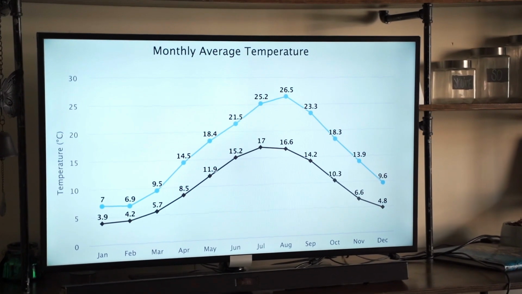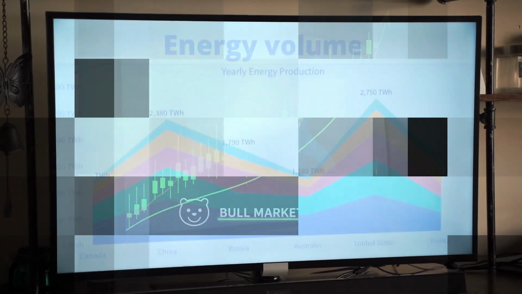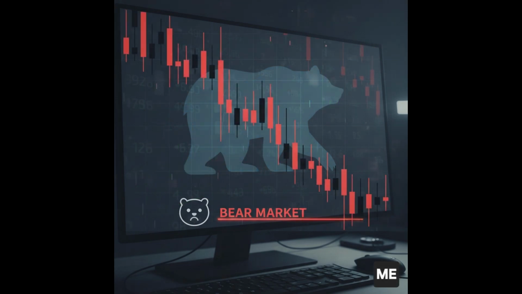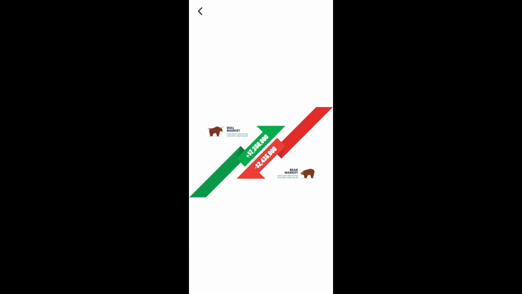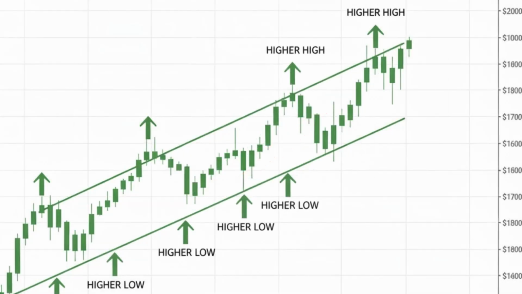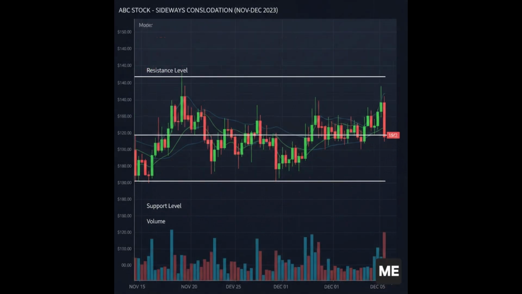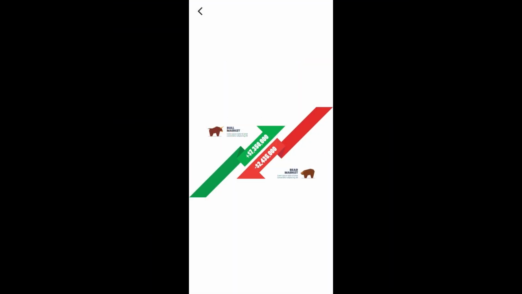A market trend refers to the general direction in which the price of an asset or market is moving over a specific period. There are three primary types of trends: uptrends, downtrends, and sideways movements. An uptrend is characterized by consistently higher highs and higher lows, indicating rising prices. Conversely, a downtrend features lower highs and lower lows, signaling falling prices. Sideways movements, or ranging markets, occur when prices fluctuate within a narrow band, showing no clear upward or downward direction.